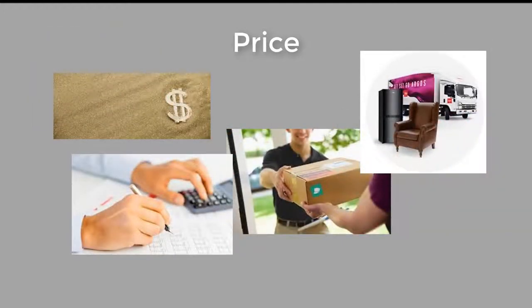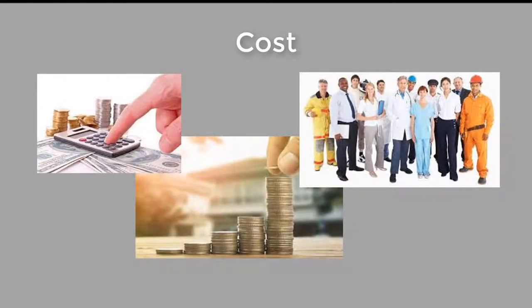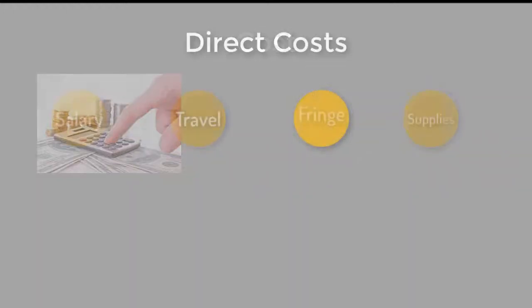Price is the amount of money that a buyer pays a seller for the delivery of a product or the performance of a service. Cost is a component of price. Cost is a monetary measure of the expenditure for capital and labor required to complete contract performance.